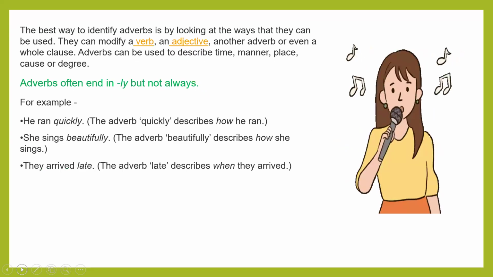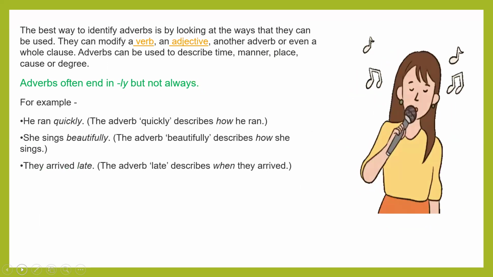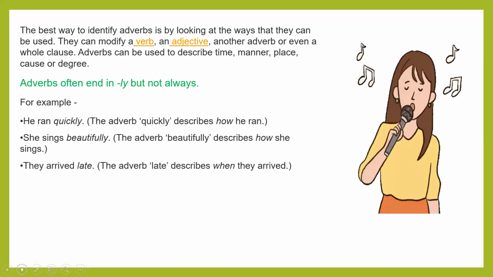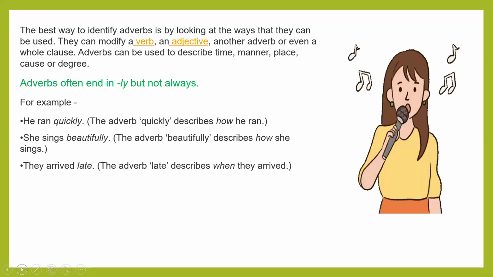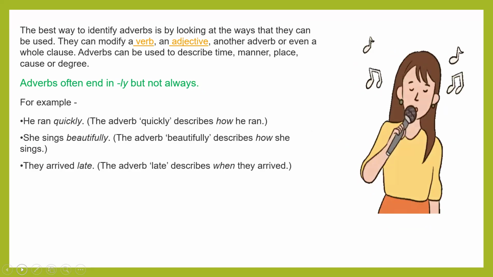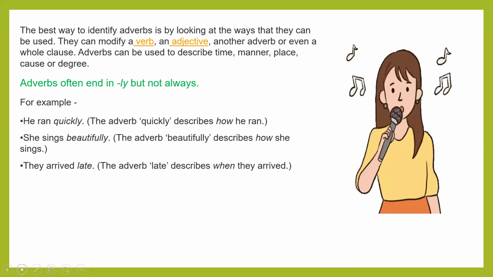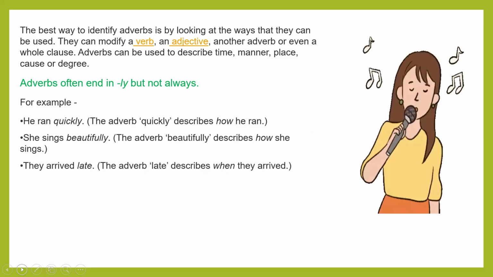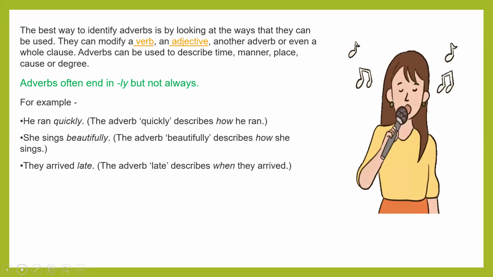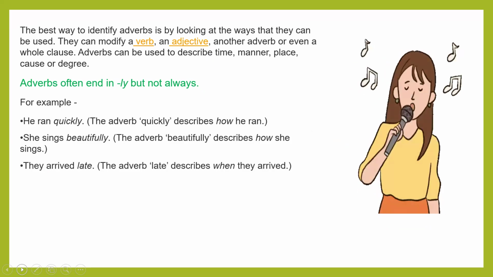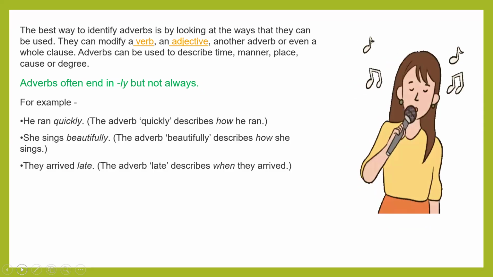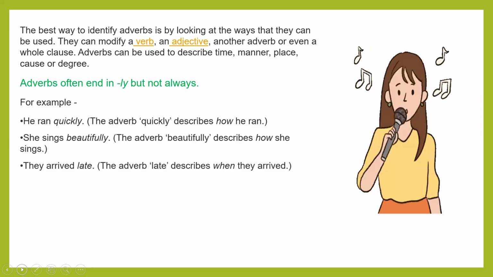The best way to identify adverbs is by looking at the way they are used. They can modify a verb, an adjective, another adverb, or even a whole sentence or clause. Adverbs can be used to describe time, manner, place, cause, degree, frequency, evaluation, and linking. Linking adverbs are known as conjunctive adverbs, which we will learn in the next video.